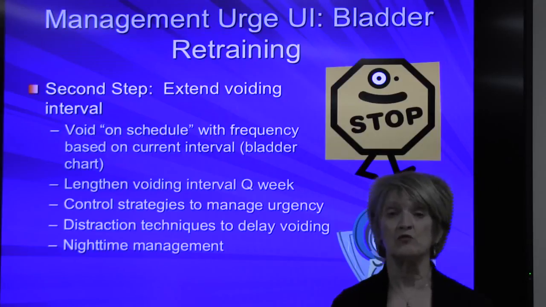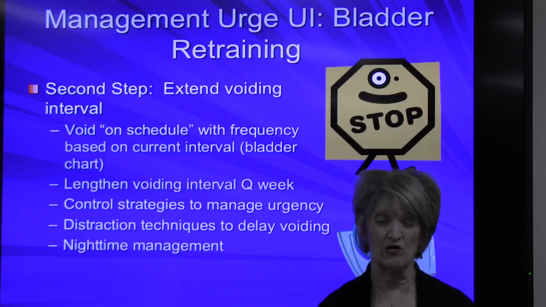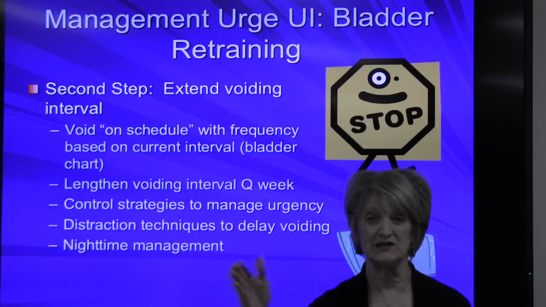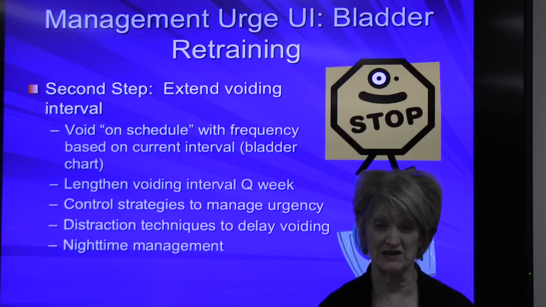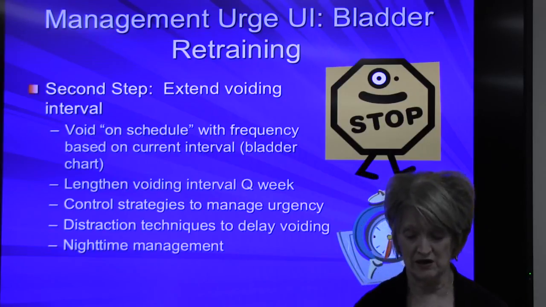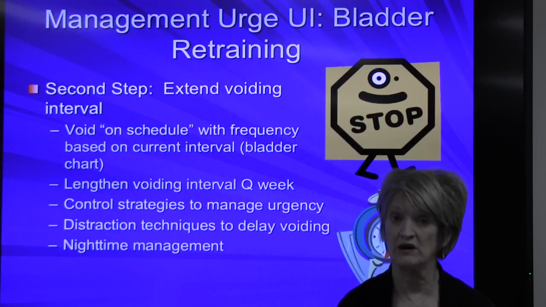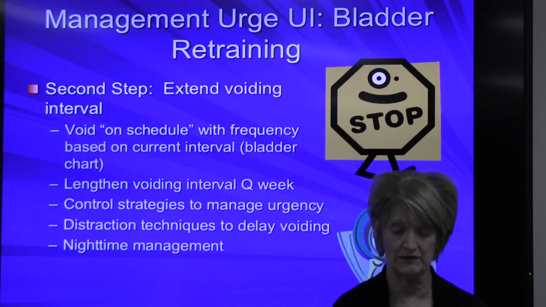Once you get comfortable at a 1.5 hour voiding interval, then you increase it to 1 hour and 45 minutes. Then you increase it to 2 hours. So you see how you're gradually stretching that interval, increasing the interval, increasing capacity, reducing frequency. It does work. It just takes a lot of support and a lot of focus and a lot of determination. And sometimes it takes medications, which we'll get to in just a minute.